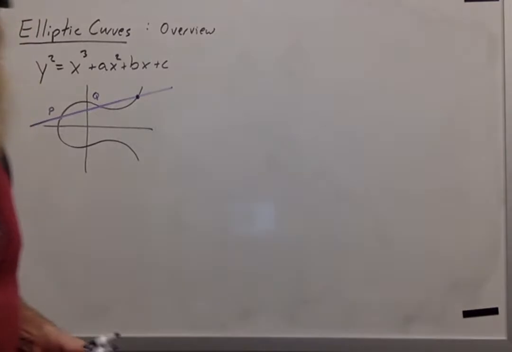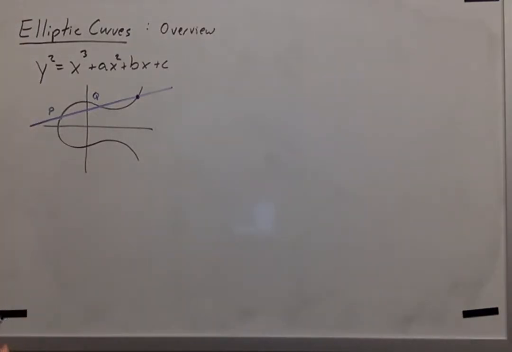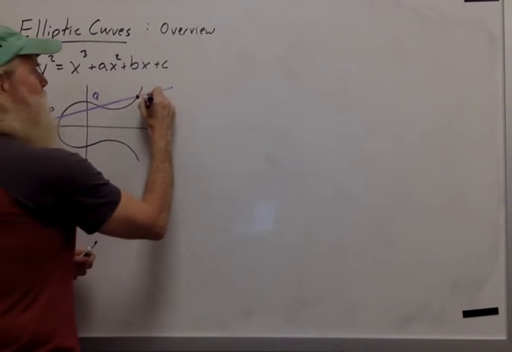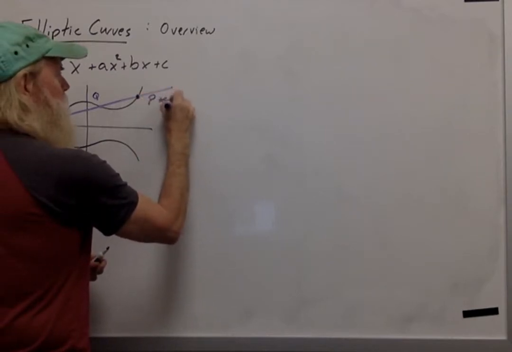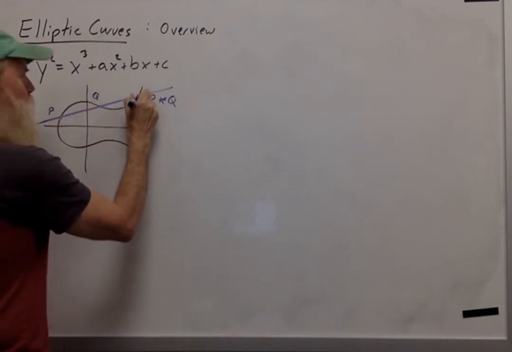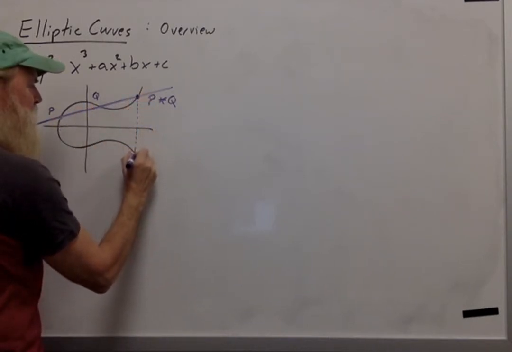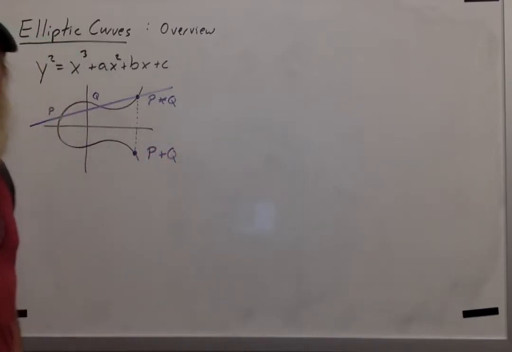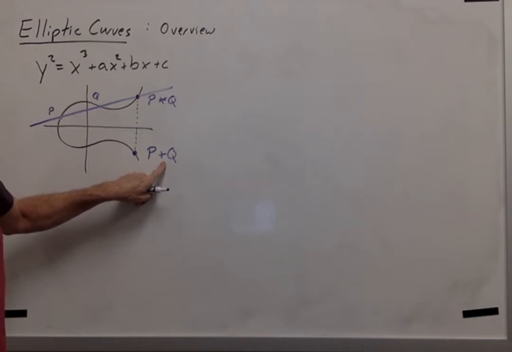Now, when we define the addition of points on a curve, there are actually a few cases we'll have to consider. Here's the most common case, though. If P and Q are separate points on the curve, then when you draw the line through them, they intersect that curve at a third point. We're going to call that point P star Q. And then to get the sum of P and Q, we reflect that point across the x-axis. And this new point is called the sum of P and Q, P plus Q.